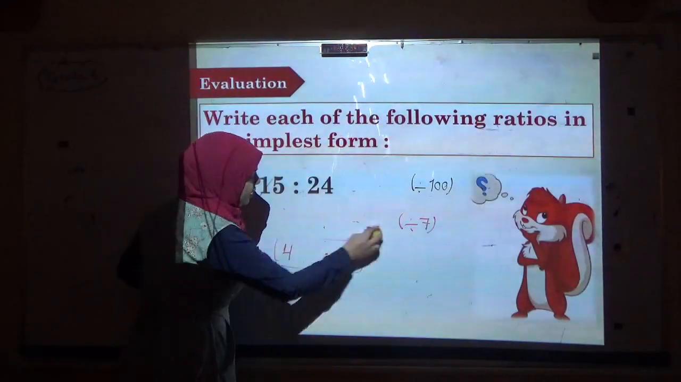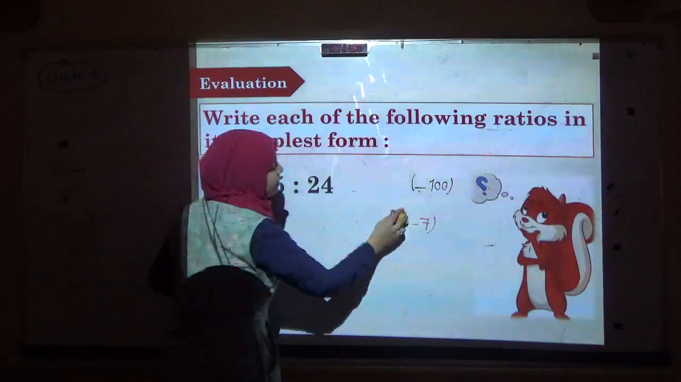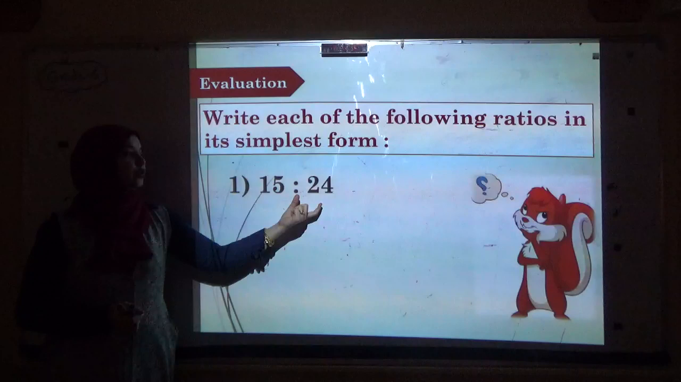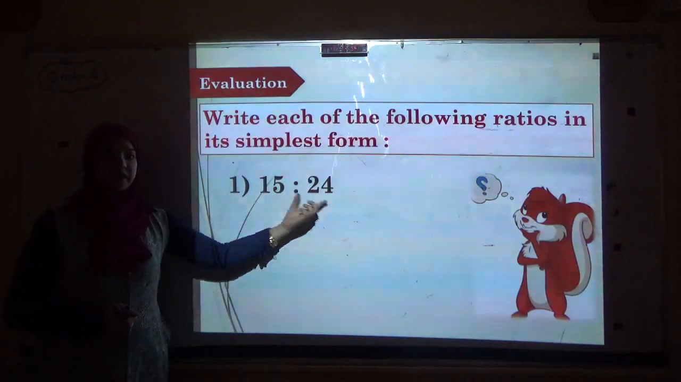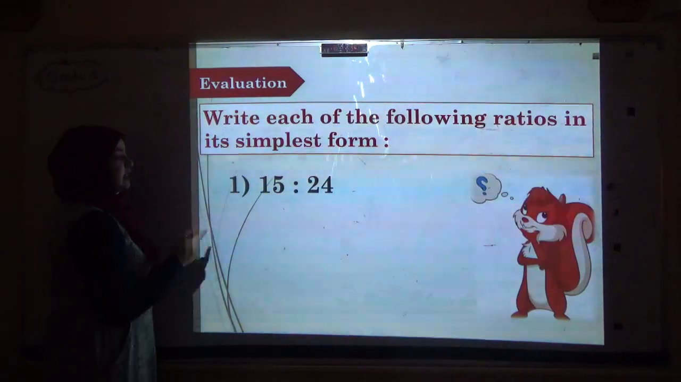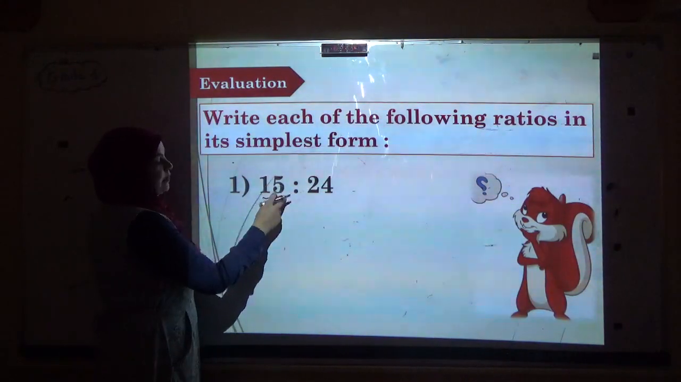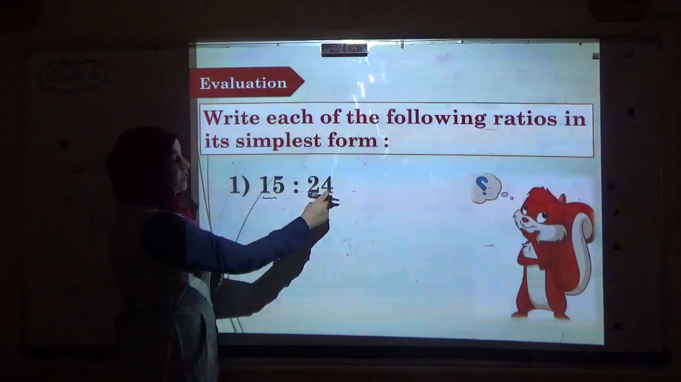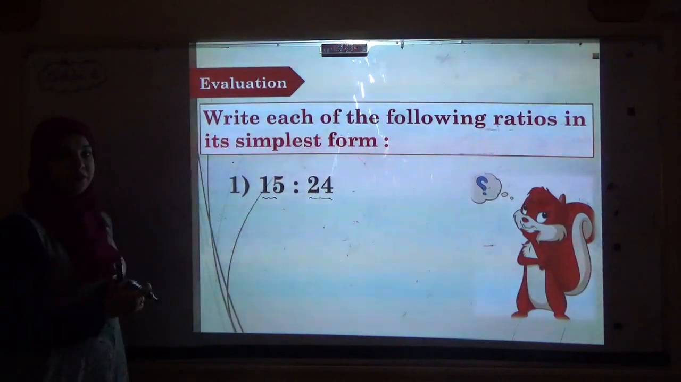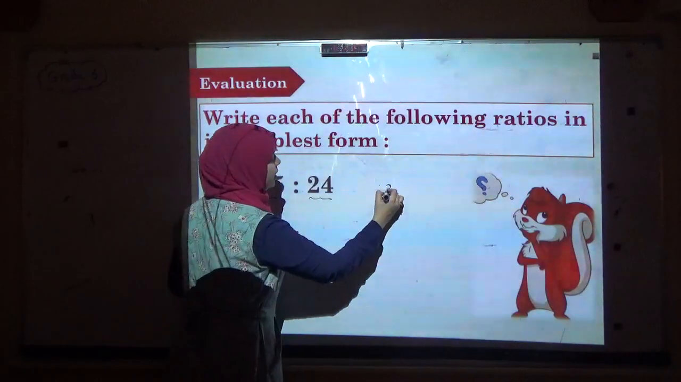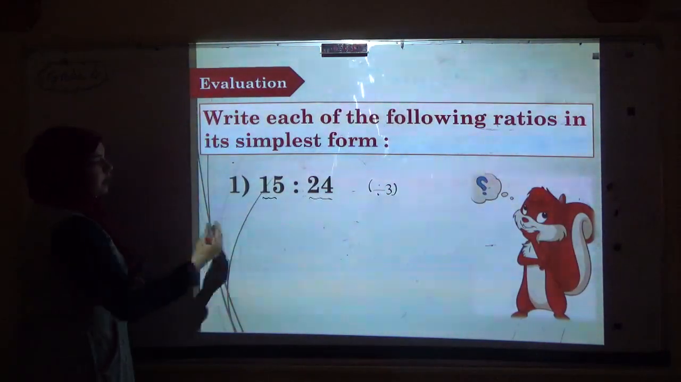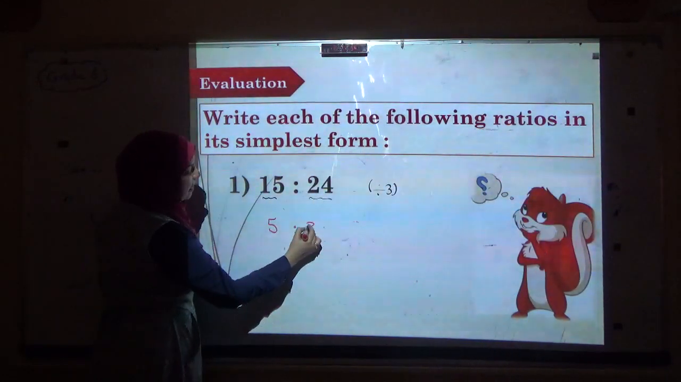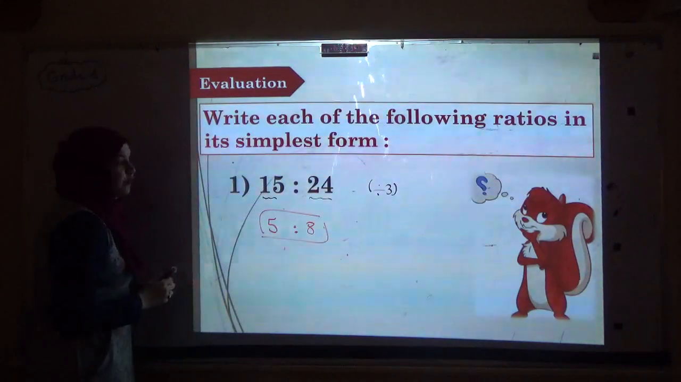Now stop this video and try to simplify this ratio by yourself. Then check your answer, okay? Here 15 to 24. These two numbers are divisible by 3 because the sum of the digits here, 1 plus 5 equals 6, and 6 is divisible by 3. Also 24, 2 plus 4 equals 6, and 6 is divisible by 3, so we can divide them by 3. 15 divided by 3 equals 5. 24 divided by 3 equals 8, and 5 to 8 is the simplest form.